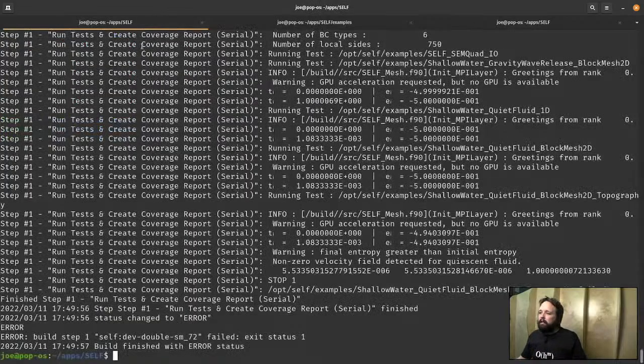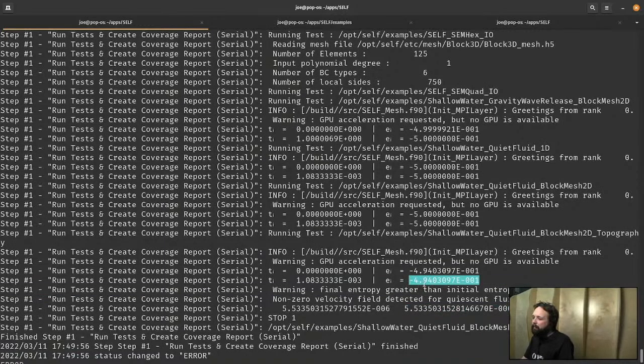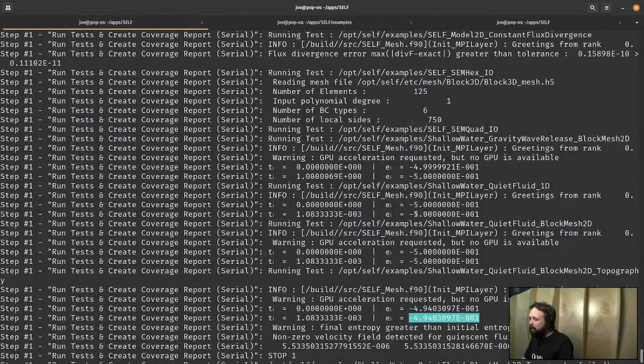Let's see how we did on the testing side. This bottom one here is for the shallow water quiet fluid block mesh 2D with topography. That one, as expected, has non-zero velocities associated with it. That's what spurred this whole conversation today, this particular result. I need to check why that entropy is the same, so I'll probably open a bug ticket today, but we'll get to that in a minute. The shallow water quiet fluid 1D with the flat bottom conserved its entropy, and it didn't throw an error, so it must have stayed quiet.